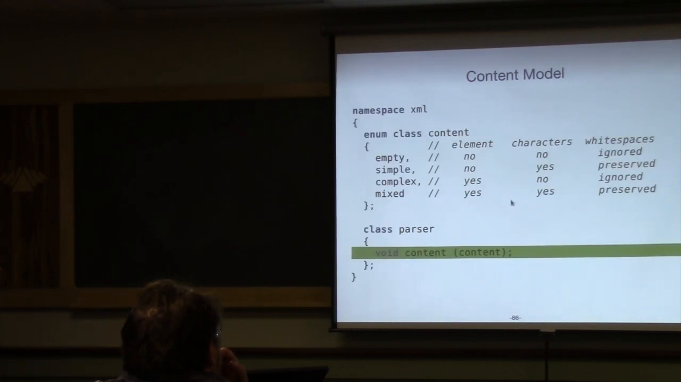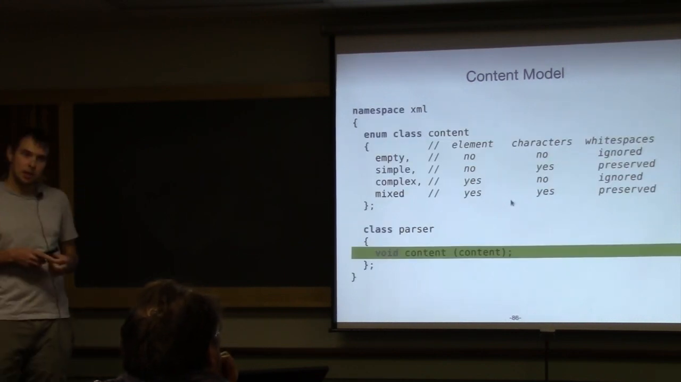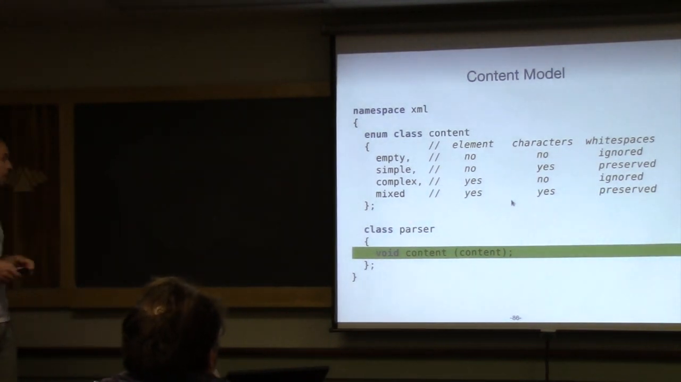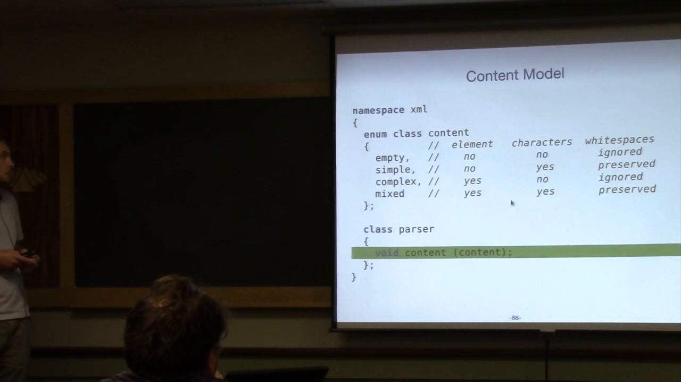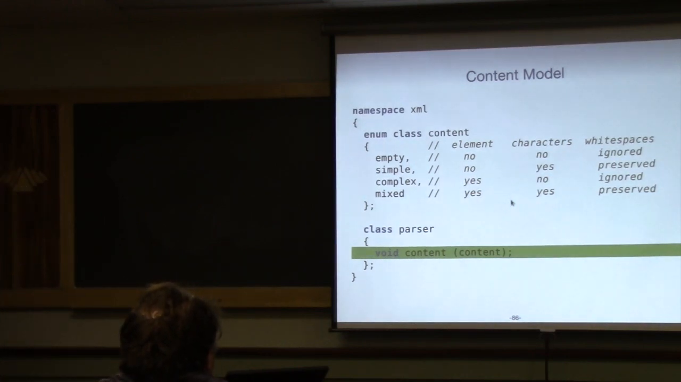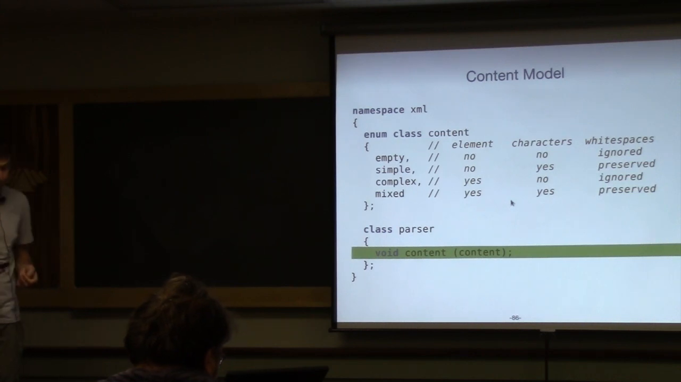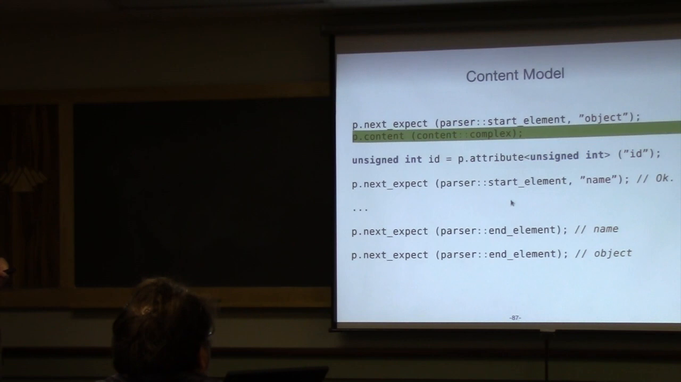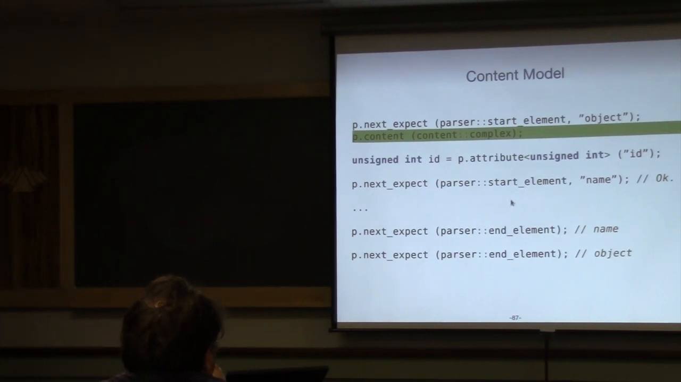Even more importantly, once we specify the content model, the parser can do more error handling and validation for us. That is, if there are nested elements in empty or simple content, or if there are non-white space characters in complex content, we'll get an exception. So even fewer things for us to worry about. I think this is a pretty unique feature that simplifies things a lot.